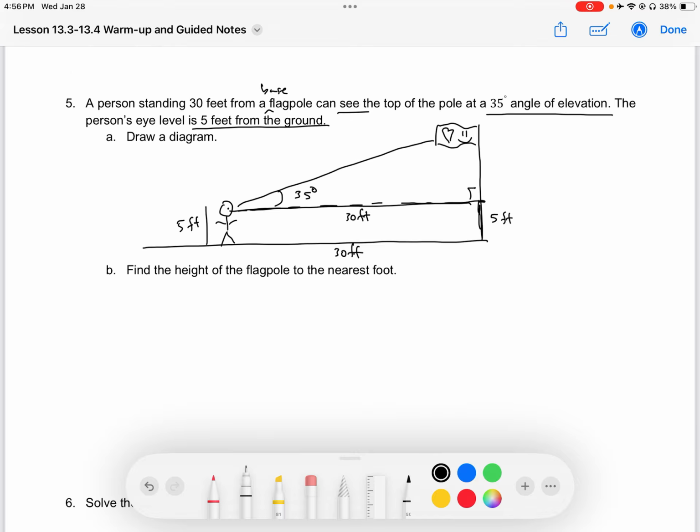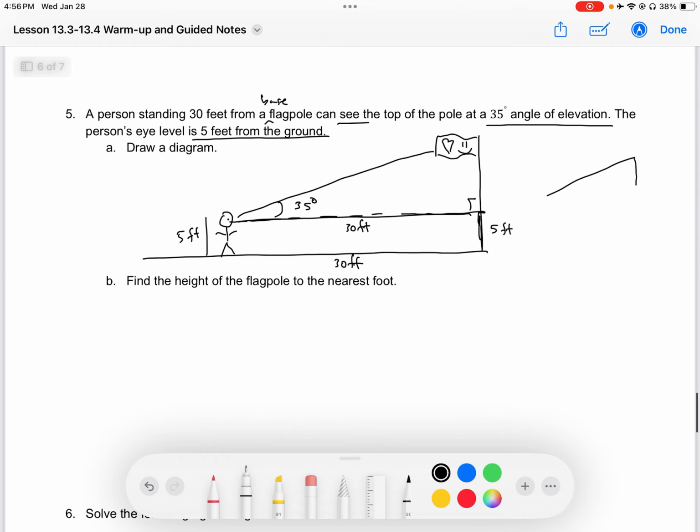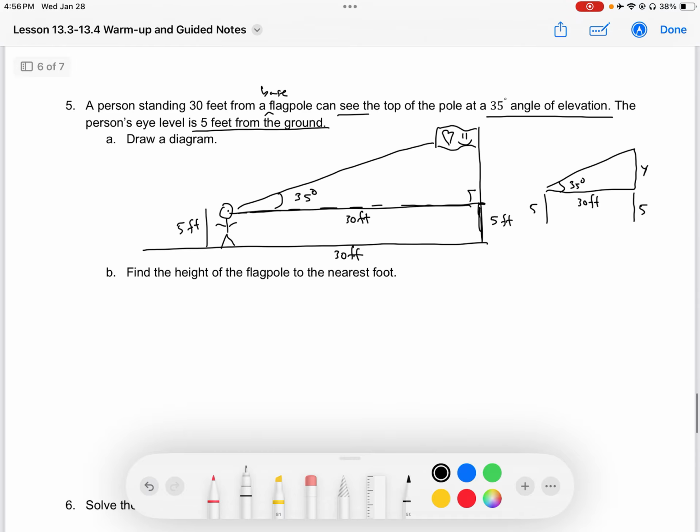So if we wanted to simplify, we would just have this triangle right here where the angle of elevation is 35 feet and this is 30 feet. But remember that whatever height we get here, let's call this y, we're going to have to add 5 to it because this whole thing is 5 feet off the ground because we're going from eye level. So if we want to find that height, let's find y first and then we can add 5. This is the opposite side to the 35 degrees, and this is the adjacent side to the 35 degrees. This is the hypotenuse, which we don't really care about.